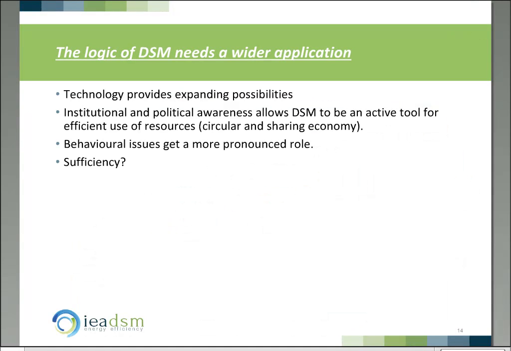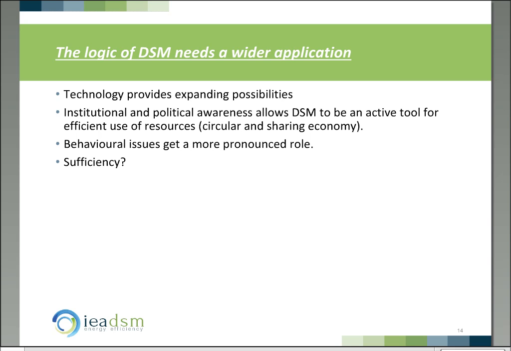So to continue with the logic here, we could say that technology provides expanding possibilities, and it will grow even further. We have an institutional and political awareness that allows DSM to be an active tool for efficient use of resources, and we are also now entering into what people are talking about as circular and sharing economy, and that will also have an impact on energy efficiency. Behavioral issues will get a more pronounced role, because we have also understood gradually that technology will not solve it all. It's very much an issue about how we are using the technology, for what purpose, and what technology does for us.